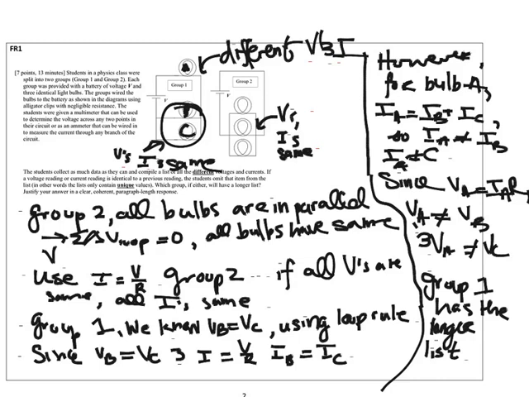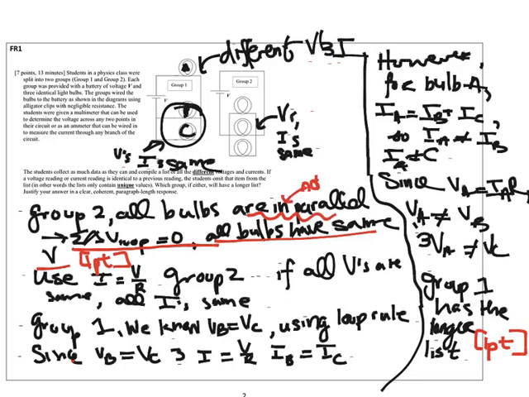Alright, in terms of dividing this up into points, there's 1 point for our answer. Group 1 has the longer list. There's 1 point when you're analyzing group 2 in pointing out that because of the loop rule, all of the bulbs have the same voltage. You can't just say because they're in parallel. Okay, that's not sufficient. You have to use the loop rule.